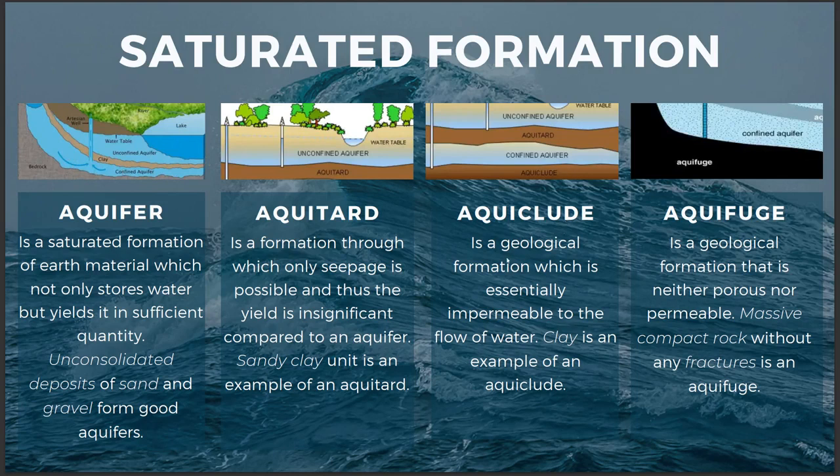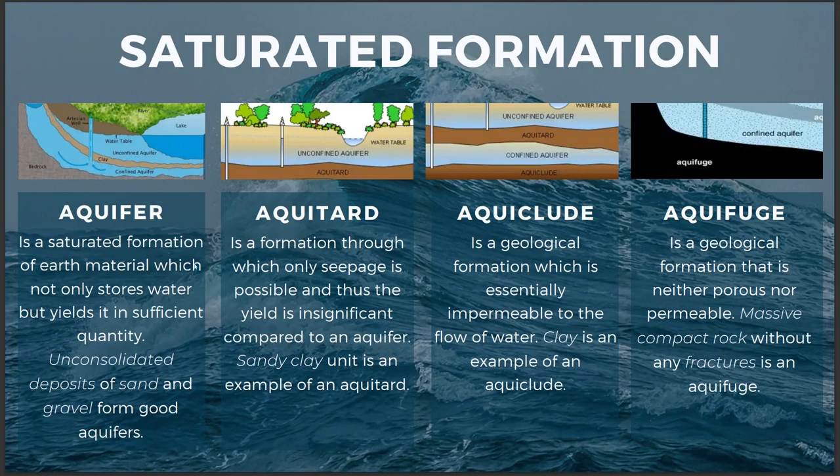Aquiclude naman is a geological formation which is essentially impermeable. For example, is your clay is an example of an aquiclude. So, sandy clay, meron siyang portion no, na pwede pang mag-seepage. Kapag clay, essentially impermeable, very slow yung seepage. And then aquifuge, on the other hand, is neither porous nor permeable. These are the rocks. No, in this example, our bedrocks, talagang impermeable na siya. Wala na talagang water dyan.